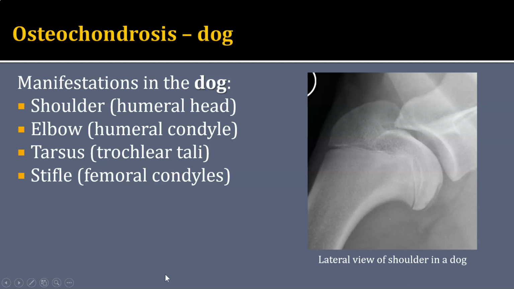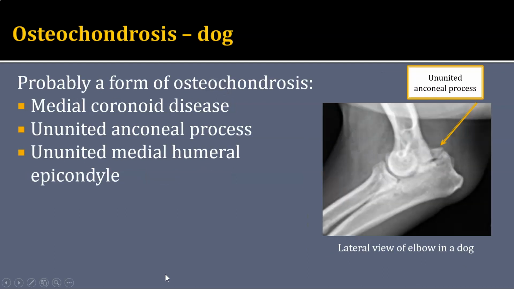for the cause of the patient's clinical signs. In the dog, osteochondrosis will affect the shoulder, specifically the humeral head, the elbow, specifically the humeral condyle, the tarsus, specifically the trochlear tali or the trochlear ridges, and the stifle, specifically the femoral condyles.